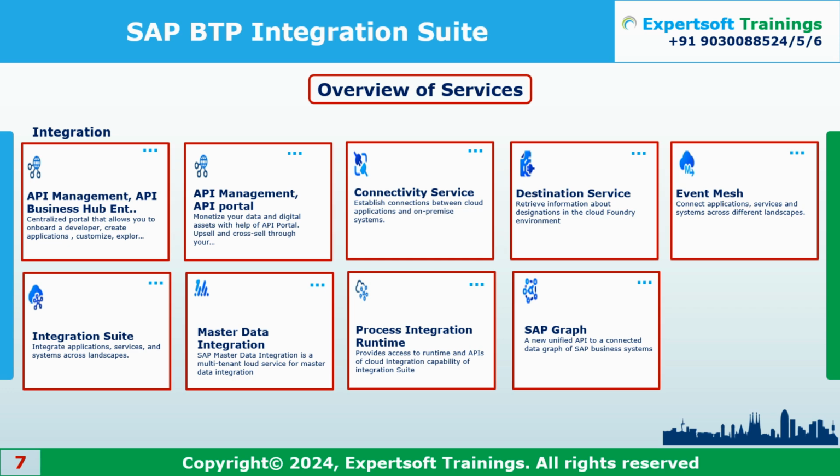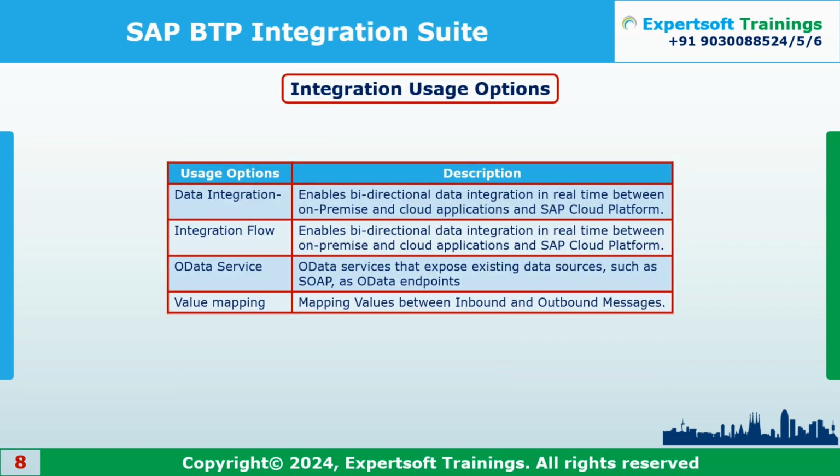And integration usage options. First, data integration. It enables bidirectional data integration in real time, on-premise to cloud and cloud to on-premise. Both are supported. And integration flow is also bidirectional. We can communicate with on-premise and we can communicate with cloud. We can use it both ways.